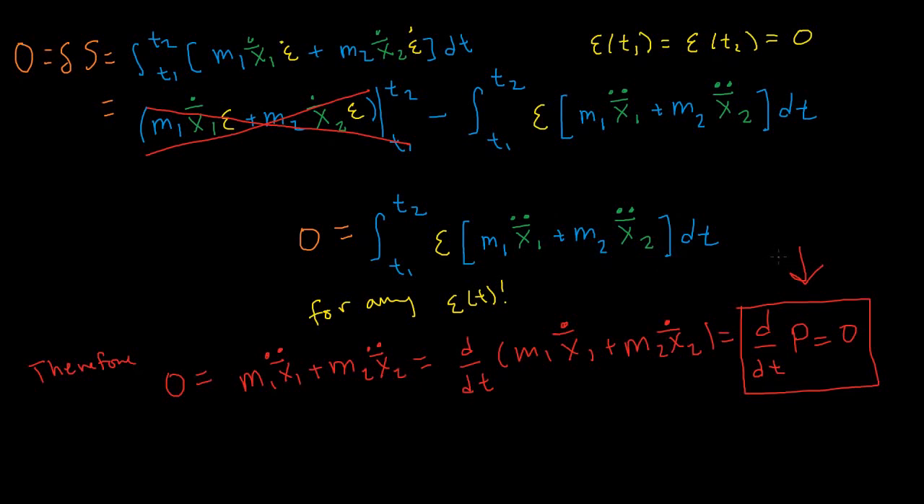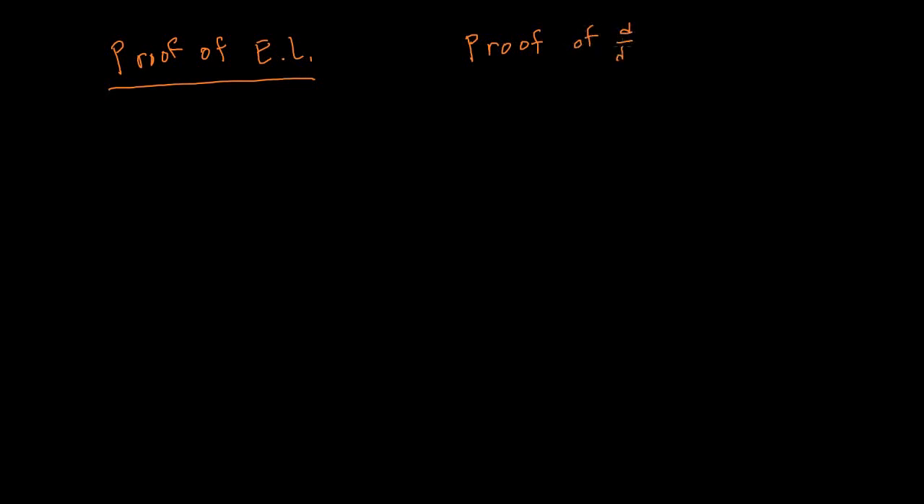But it seems a lot like the proof of the Euler-Lagrange equation, right? And actually, let's clear this and let's make a little comparison. So here, in my first column, I'm going to have the proof of the Euler-Lagrange equation. And in my second column, I'm going to have the proof of d dt of our momentum is equal to 0.